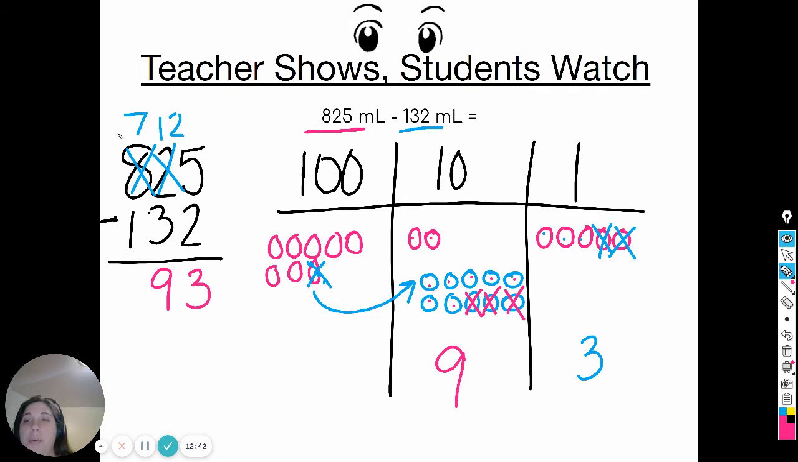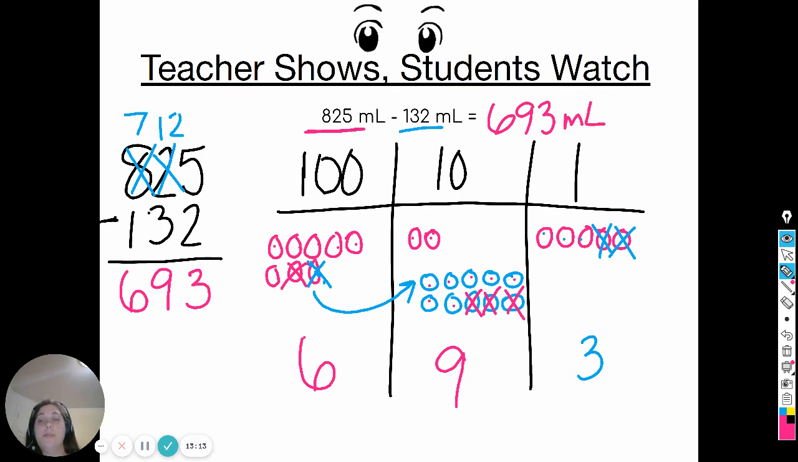And now we're at the hundreds. We have 7 of them now, and we need to take away 1. So I'm going to cross out one of those. We have 1, 2, 3, 4, 5, 6 hundreds left. I put that over here in our standard algorithm. 7 minus 1 is 6. So 825 milliliters minus 32 milliliters equals 693 milliliters.